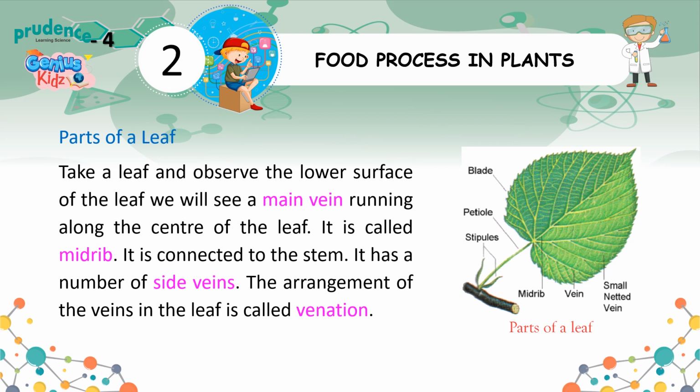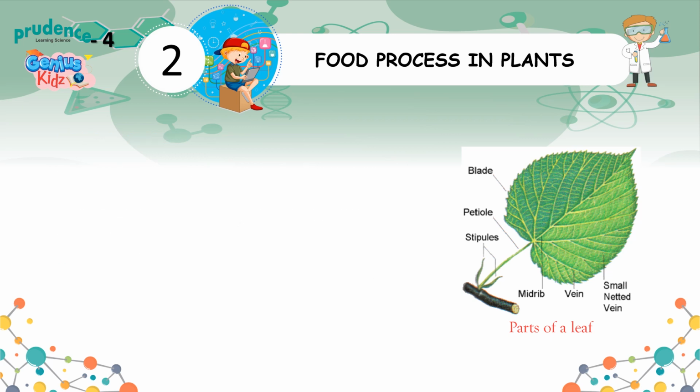Parts of a leaf. Take a leaf and observe the lower surface of the leaf. We will see a main vein running along the center of the leaf. It is called the midrib. It is connected to the stem. It has a number of side veins. The arrangement of the veins in the leaf is called venation.